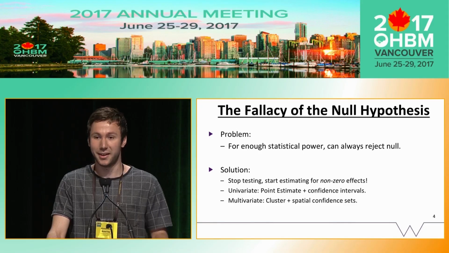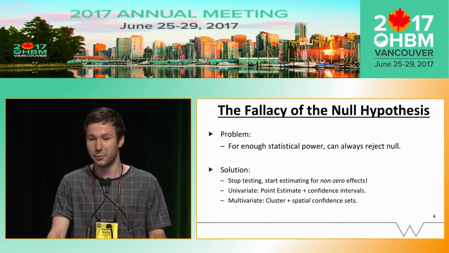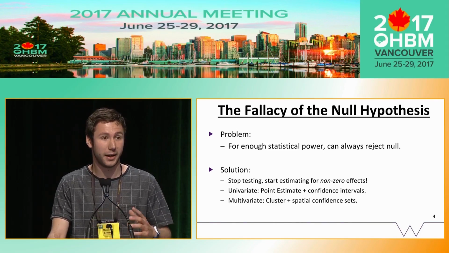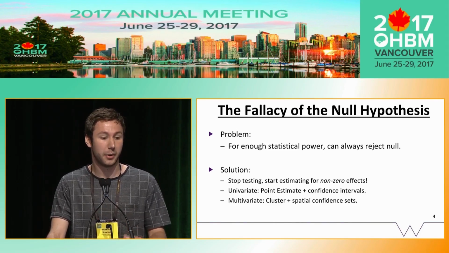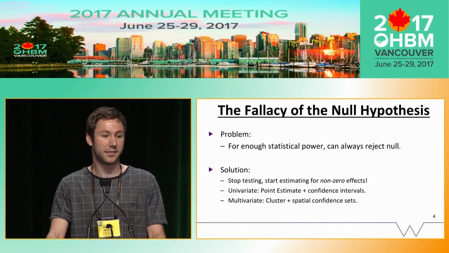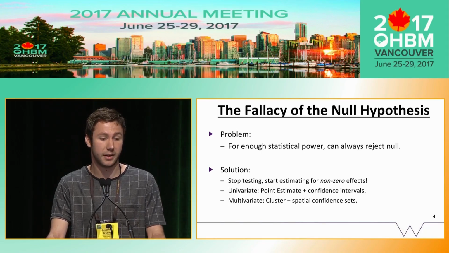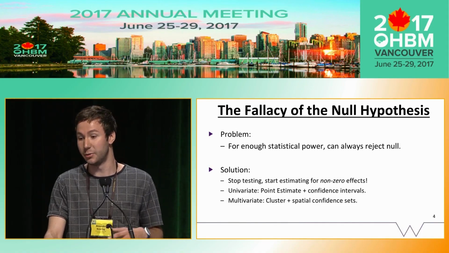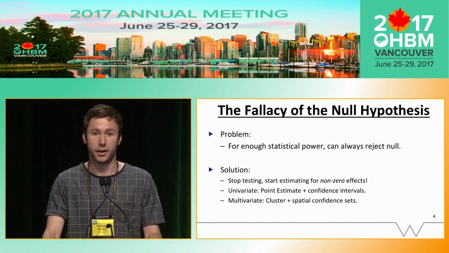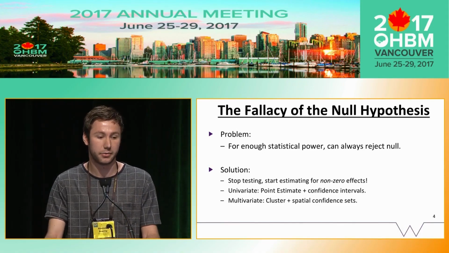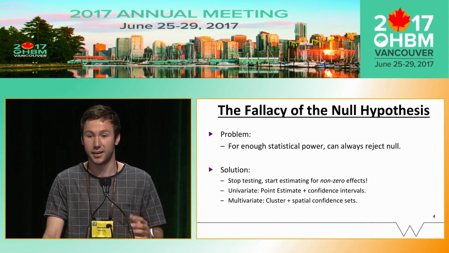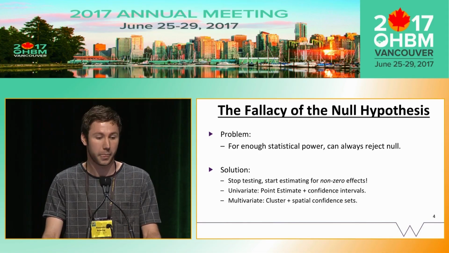So we've actually got a real problem on our hands here, because we need a little bit more information rather than that there's just activation everywhere. The perspective that we've come at this from is to stop doing a testing procedure and start estimating the parameters you're interested in directly. So how would you do this in a univariate sense? Well, you would get a point estimate of the activation and a confidence interval. And then applying this to the whole brain, you get a cluster and a spatial confidence set.